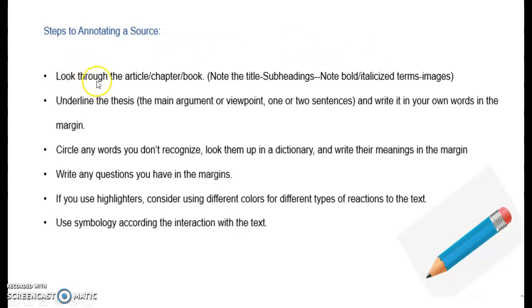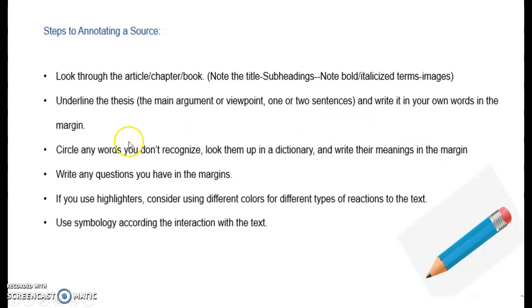The first thing is look through the article or the chapter of the book, and take a look at the heading or the title and the subheadings. You have to pay attention also to bold or italicized terms or images that you have around. Then underline the thesis statement, so the main idea. We covered this, so we know what the main idea is. You have to underline that. The main argument or the viewpoint has to do with one or two sentences.